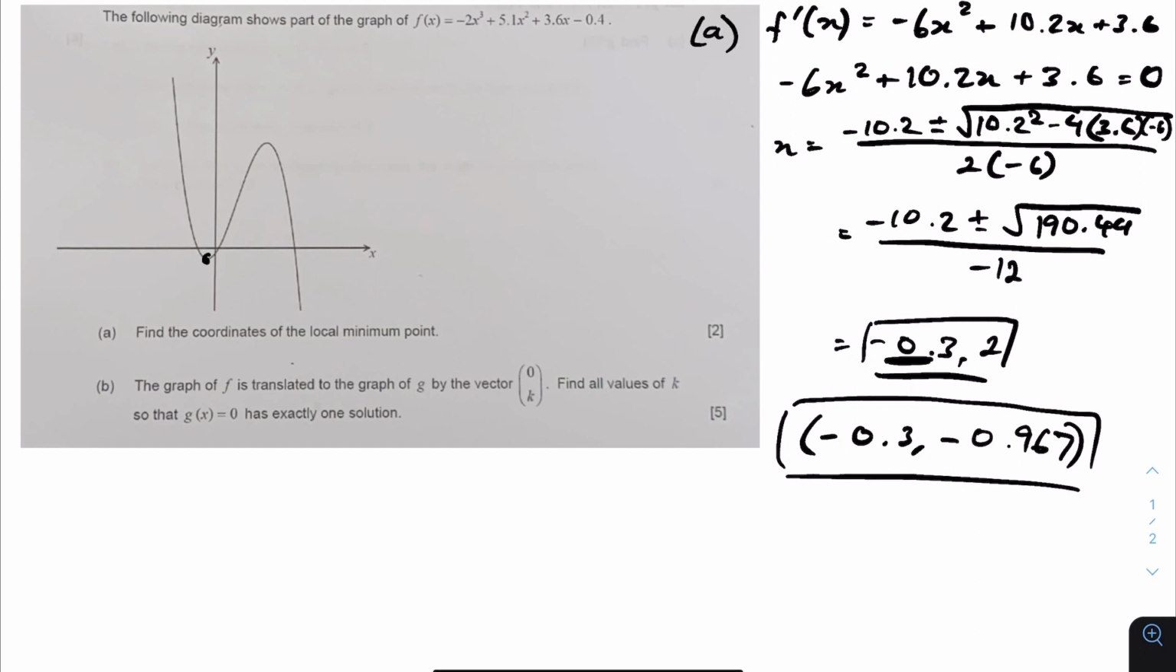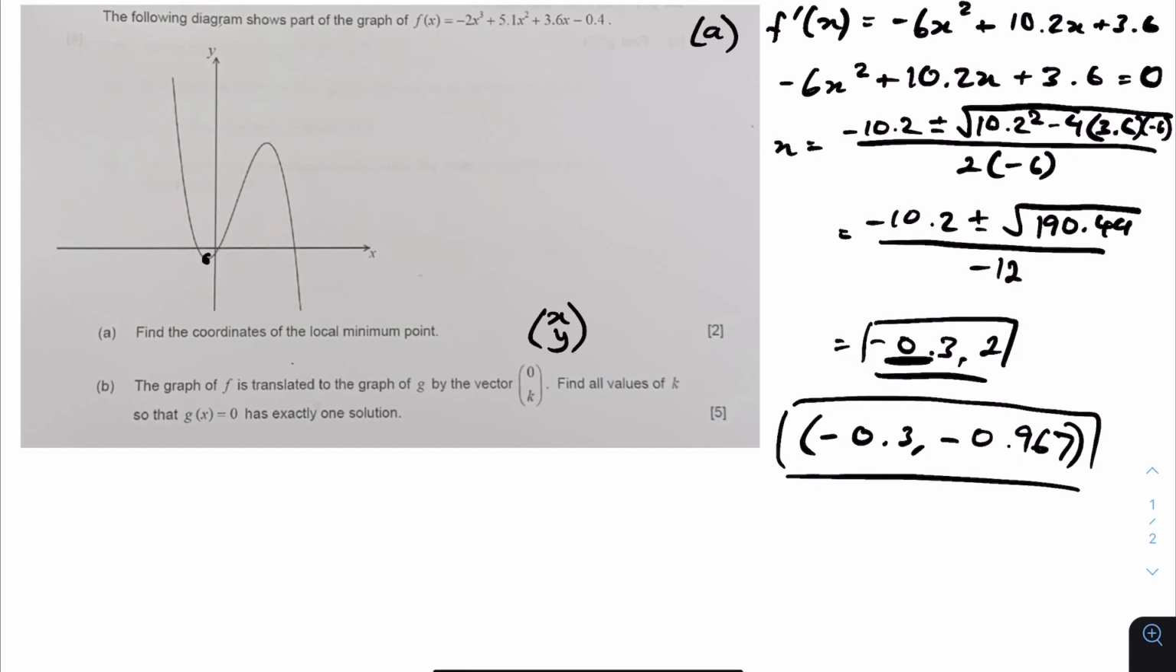Okay, and now we're going to move on to part B. So the graph of f is translated to the graph of g by the vector (0, k). Find all values of k so that g of x is equal to 0 and has exactly one solution. So the vector (0, k) is basically moving k units up because vectors are structured in terms of x coordinate, y coordinate. So the x is 0, which means you're not moving it horizontally at all, but since the y is k, you're moving it up k units.